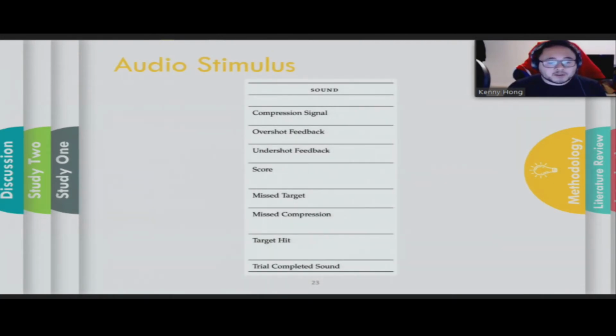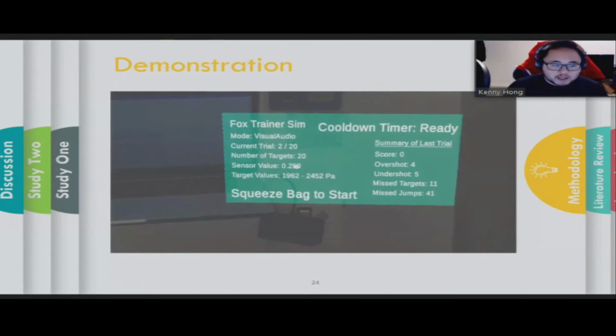The audio stimulus consists of a couple of sounds. There's a compression signal to signal when to compress, feedback when you have an overshot, feedback when you have an undershot, feedback when you score, miss the target, miss the compression, hit the target, as well as a sound when the trial is completed. Here's a little example of what it looks like.